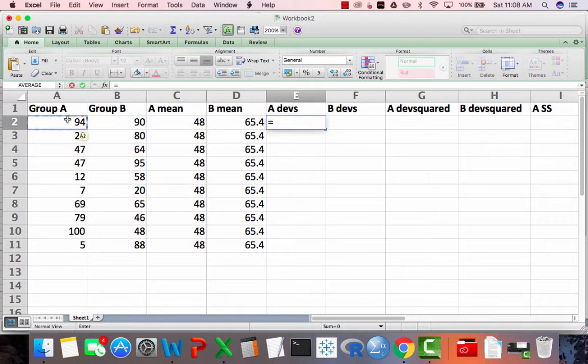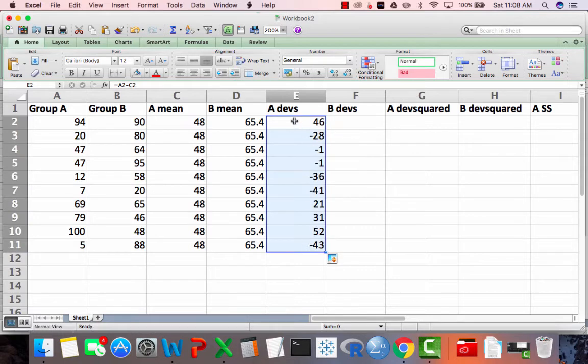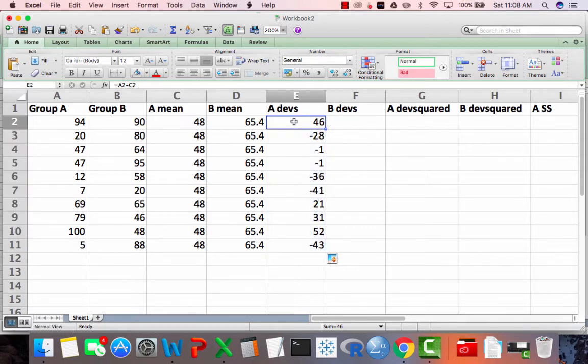You will take a person's score or rating, and from it subtract the average for that group, and you will end up with a set of positive and negative numbers here. So this is each person in group A, it's their deviation score. And the deviation score represents how far away from the average within their group they are.